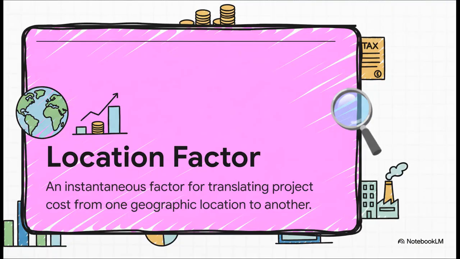Okay, so let's look at the official definition. It sounds a little corporate, right? But basically, a location factor is just a multiplier. You take the cost of a project in a place you know, you multiply by this factor, and boom, you get the estimated cost for the new location. It's designed to be an instantaneous snapshot in time.